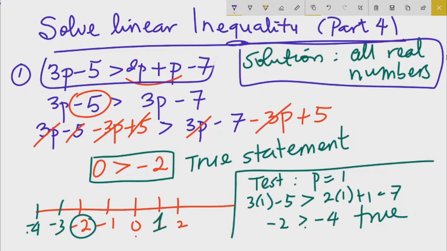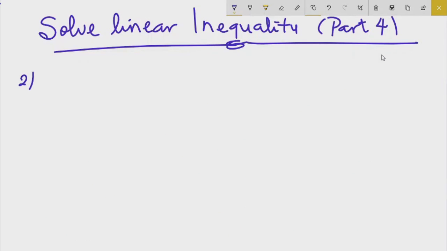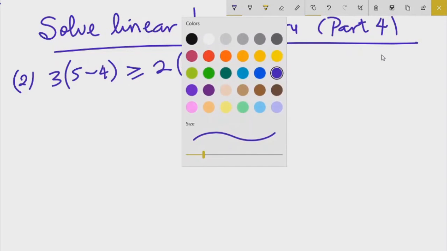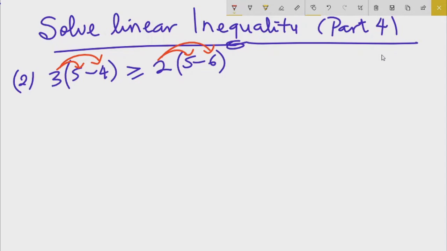to this inequality. So example 2, we have 3 multiplied by x minus 4. What you want to do is simplify. So 3 multiplied by x gives us 3x, and 3 multiplied by negative 4 gives us negative 12. 2 multiplied by x will be 2x, and 2 multiplied by negative 6 will be negative 12.